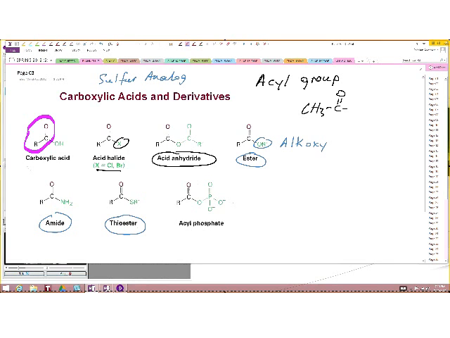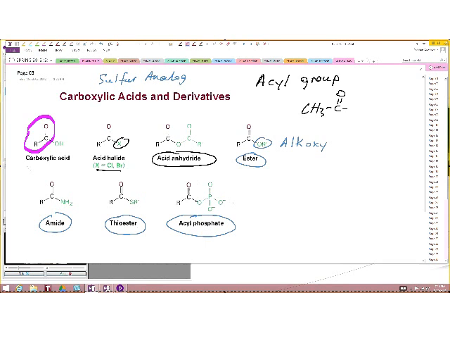Of the ester, you see here, all we are doing is replacing the oxygen with sulfur. So we say this is a thioester. And finally, we have the acyl phosphate, where we have the acyl group attached to a phosphate molecule.